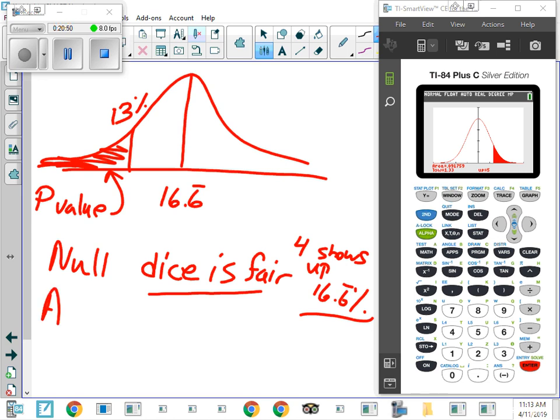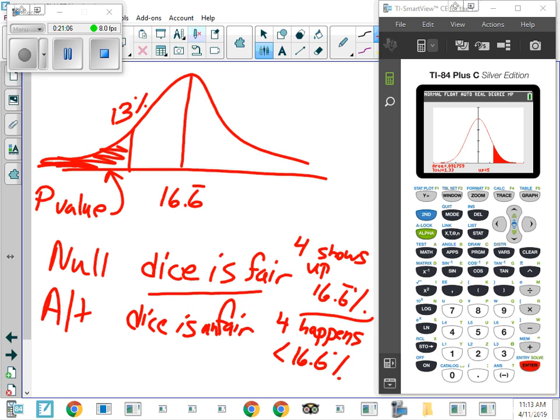So the alternative hypothesis would be that the dice is unfair, meaning that 4 happens less than 16.6% of the time. Okay? Which SE am I going to create? SEP, so I need an SD. They didn't give me an SD, but this is a percentage, so I can use the SD shortcut.